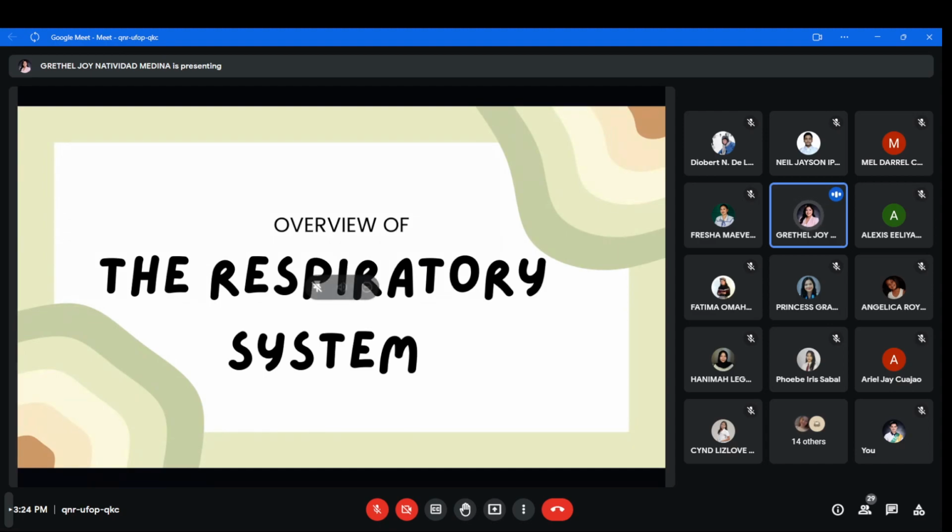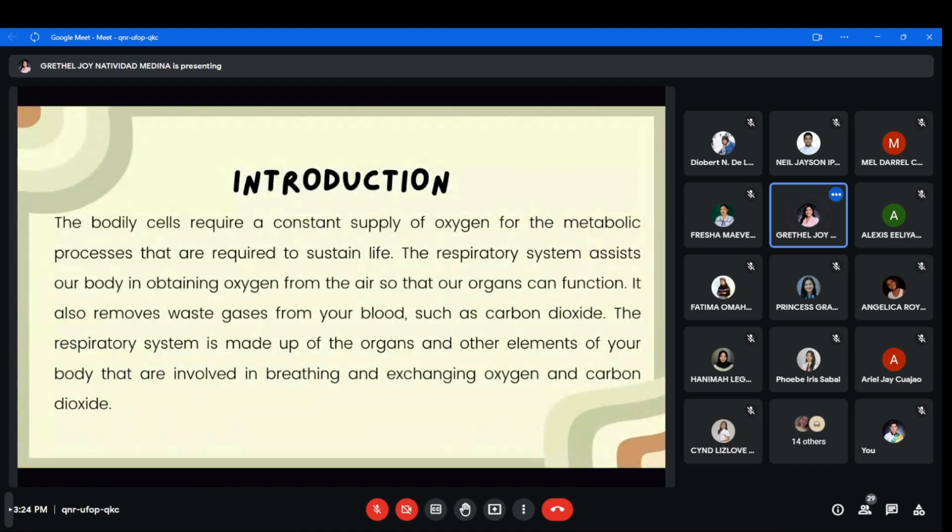So for this afternoon, we are going to discuss the overview of the respiratory system. When people think of the respiratory system, they usually think of breathing, yet breathing is only one of the respiratory system's functions. There is so much more. The bodily cells require a constant supply of oxygen for the metabolic processes that sustain life. The respiratory system assists our body in obtaining oxygen from the air so that our organs can function. It also removes waste gases from our blood, such as carbon dioxide.